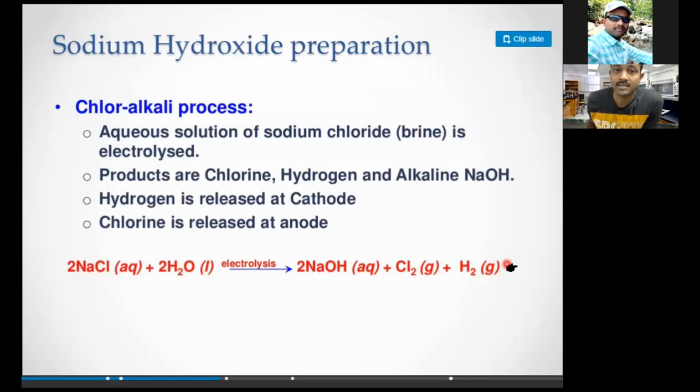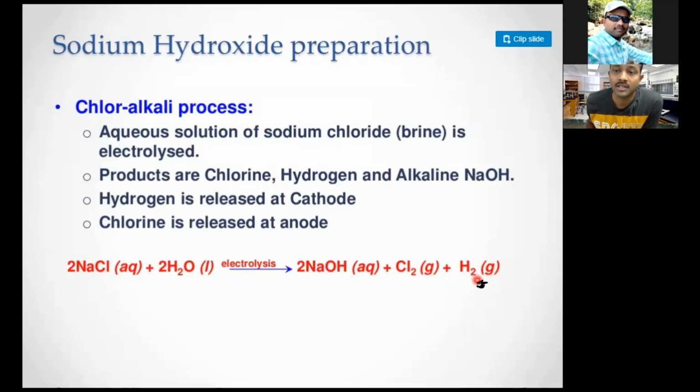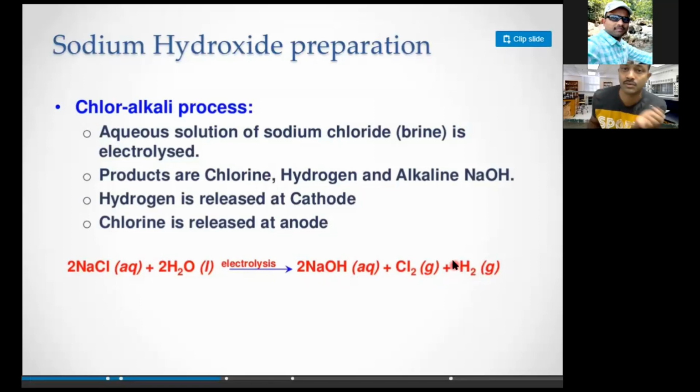Now hydrogen gas is released at the cathode, chlorine gas is released at the anode, and in the solution you will get sodium hydroxide aqueous, meaning sodium hydroxide formed in the beaker. At the positive electrode you will get chlorine gas. The positive electrode we call the anode. At the anode you will get chlorine gas. The negative electrode is the cathode. At the cathode you will get hydrogen gas. So in this way, by doing simple electrolysis of NaCl solution, we will get three main products. Those are hydrogen gas, chlorine gas, and NaOH.